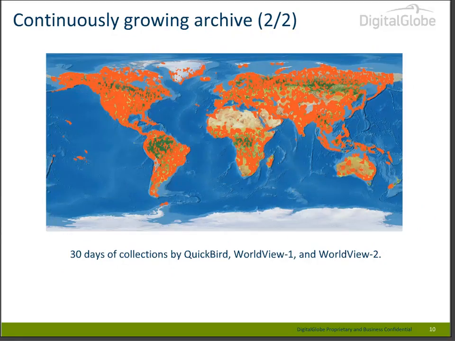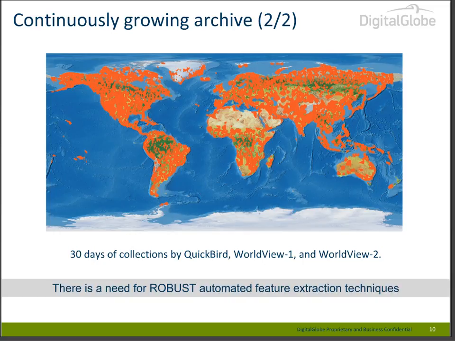As an additional example, this plot shows 30 days of collection by only QuickBird, WorldView-1, and WorldView-2. And so this, again, points out the fact that there is the need for robust automatic feature extraction techniques.